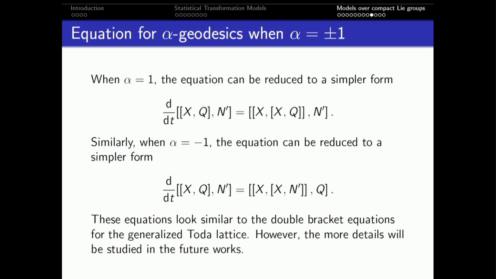Also, for the value alpha equal to -1, we have something similar, but there is some exchange between Q and A. These two equations look more similar to the double bracket equation, but there is a slight difference. The double bracket equation usually has something like this on the right hand side, but we have to add Q. So there must be some connection with the generalized Toda lattice system, but for the moment I don't know. Maybe we will do this in future work.